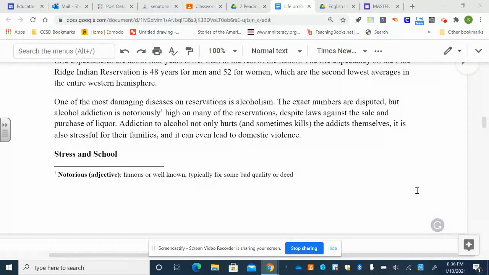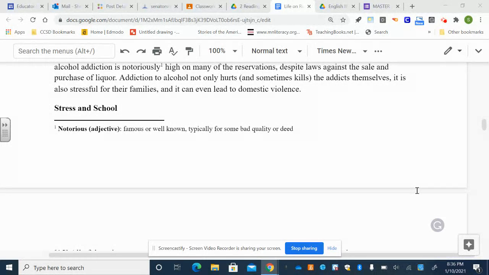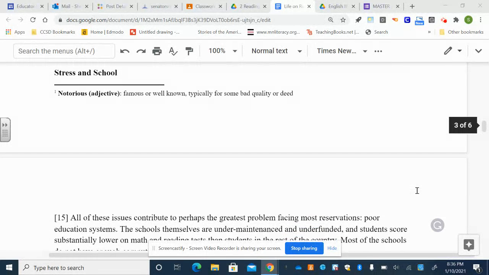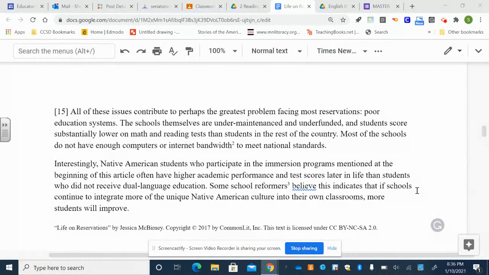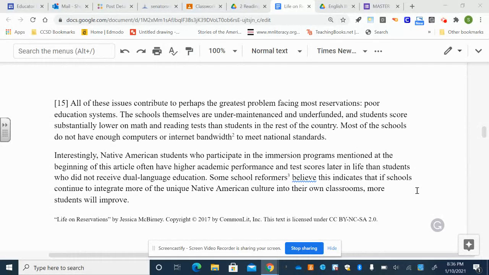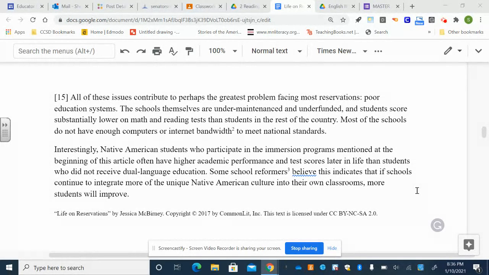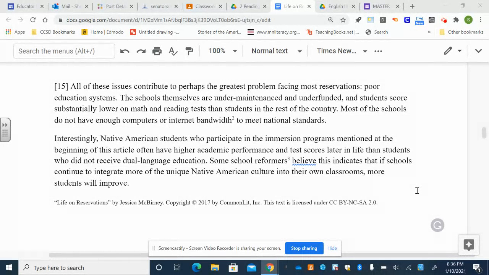Stress and school. All of these issues contribute to perhaps the greatest problem facing most reservations: poor education systems. The schools themselves are under-maintained and underfunded, and students score substantially lower on math and reading tests than students in the rest of the country. Most of the schools do not have enough computers or internet bandwidth to meet national standards.